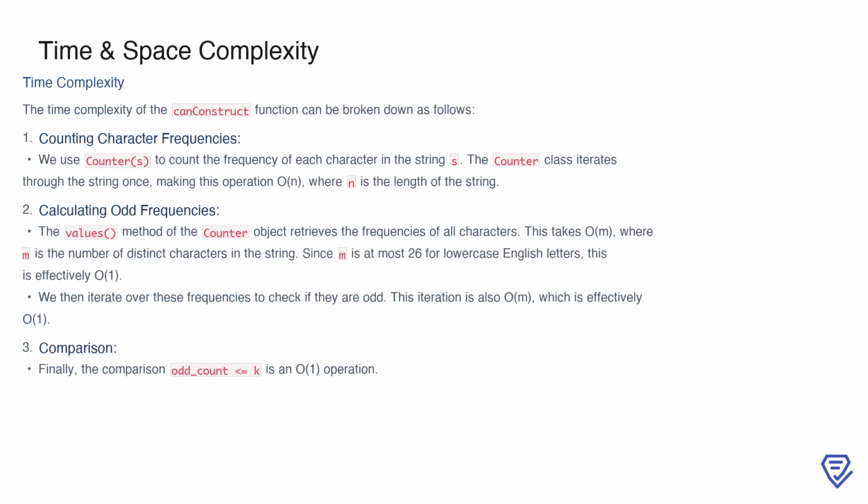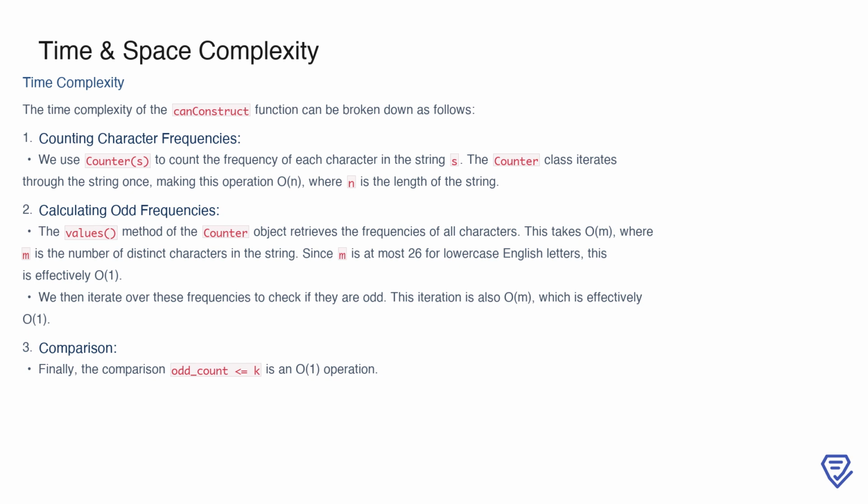Here, we analyze the time complexity of the canConstruct function. First, we count the frequency of each character in the string s using the Counter class. This involves iterating through the string once, giving us an O(n) operation where n is the length of the string. Next, we calculate the odd frequencies by using the values method of the Counter, which retrieves the character frequencies.